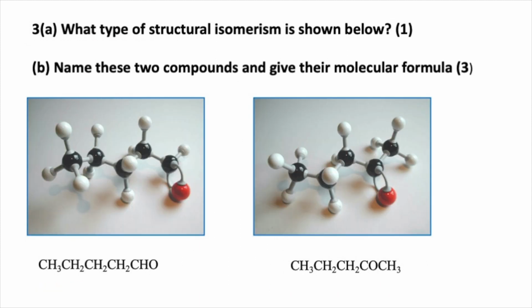So here's question 3. Once again, we want you to name the type of structural isomerism that is shown below. Then we want you to name the two compounds and give their molecular formula. Pause the video, have a go at the question, and then we'll go through the answers.